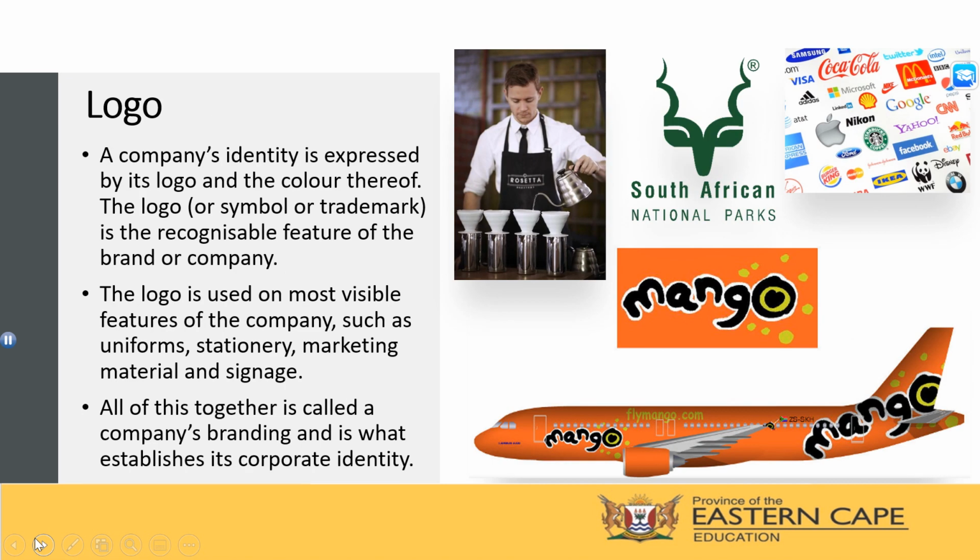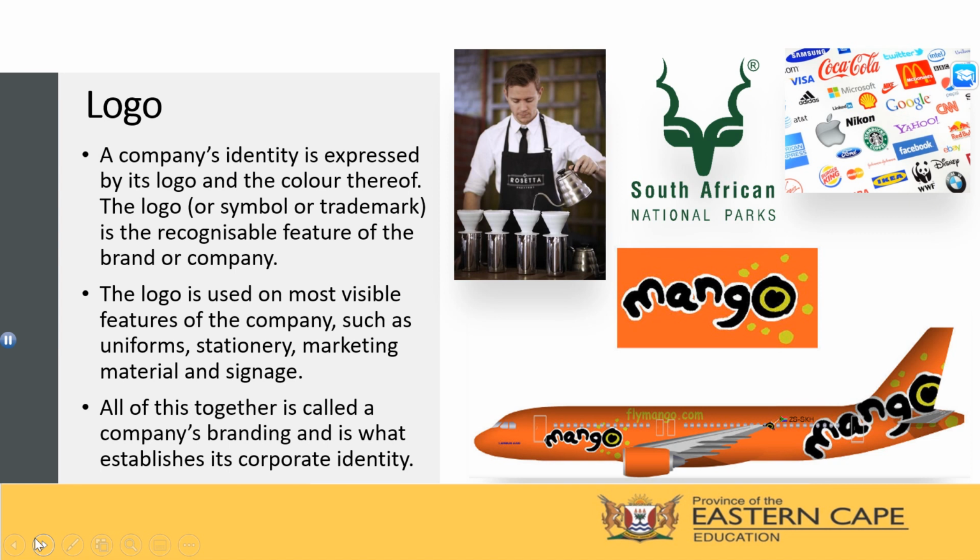If you take a look at the next aspect that comes up under the professional image of a company, it's the logo of the company. Now, a company expresses its identity through its logo, and it's also not only about what is written on the logo, but the color of the logo as well, because that is the symbol or the trademark that makes the company recognizable.